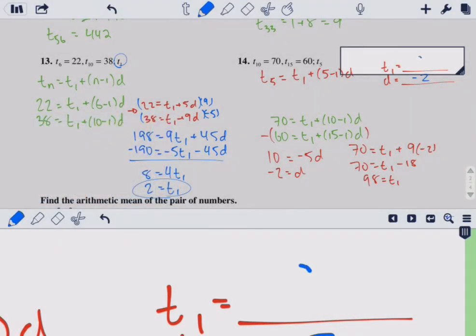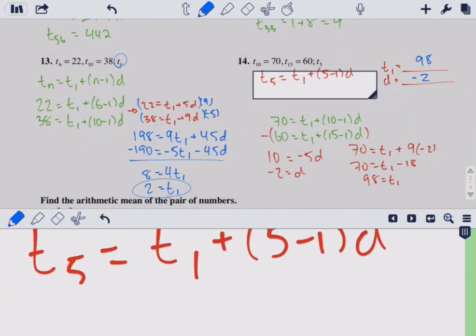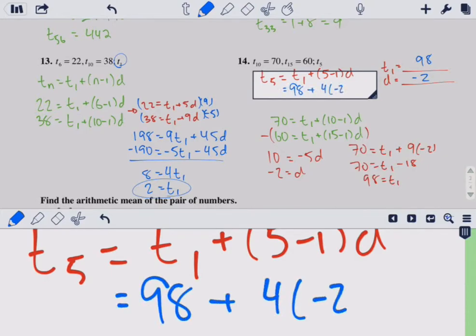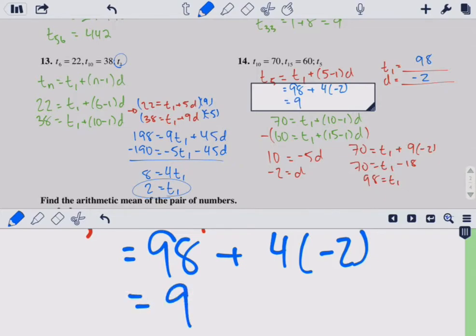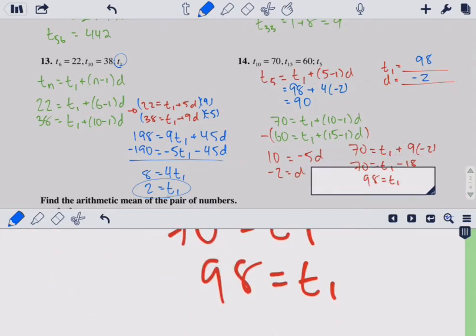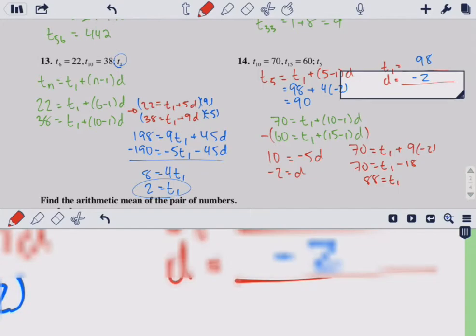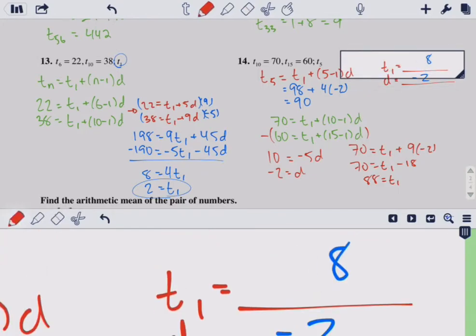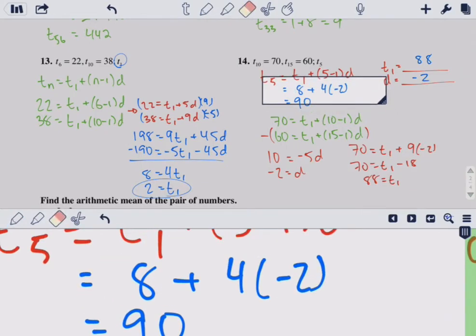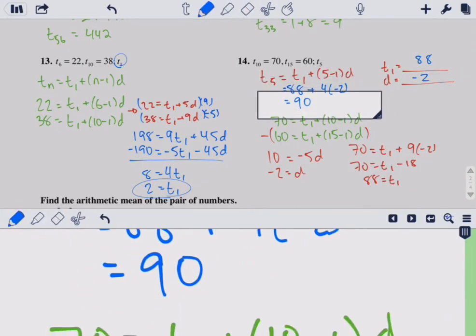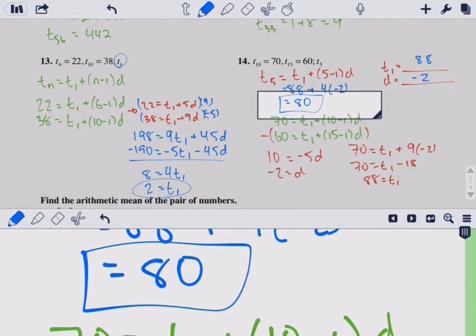And once I have those two pieces of information, I get 98 plus 4 times negative 2, or that's equal to 90. No, that's not 98, that's 88. Alright, so it's 88, and that makes that 88, and that makes that 80. Okay, so there is our answer. T sub 5 is equal to 80.